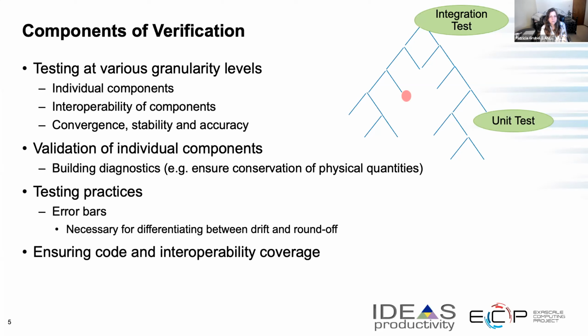And in these testing practices, you need to look at your errors. What are the tolerances in your system on these error bars? How do they change when you're doing things like parallel processing and using multi-threading, and differentiate between drift and round-off that may be caused by this, and make sure that everything is still stable and accurate and within the tolerances that your system can accept.